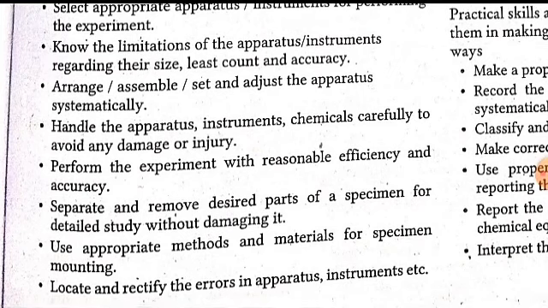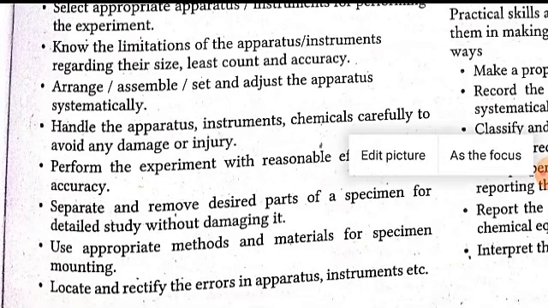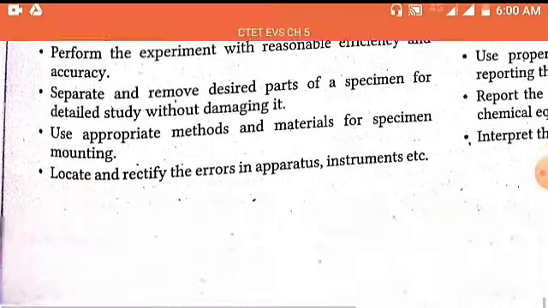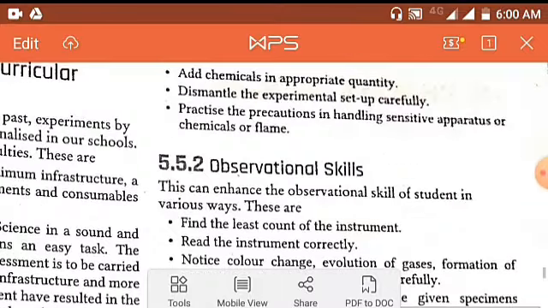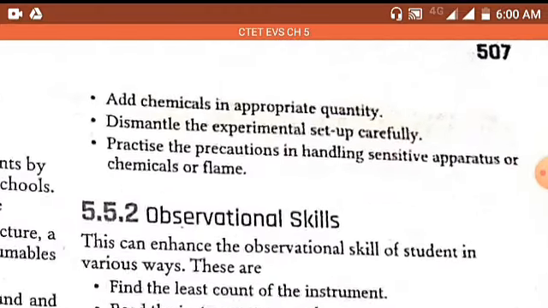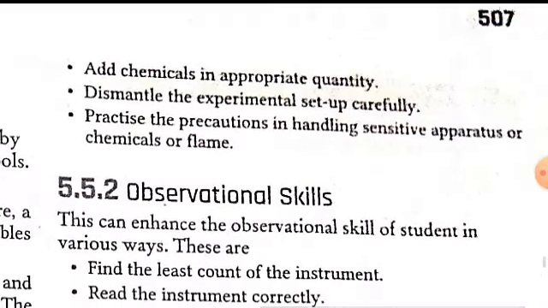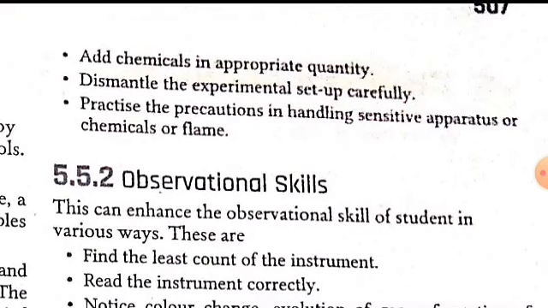After that, separate and remove desired parts of a specimen for detailed study without damaging it. After that, use appropriate methods and materials for specimen and mounting. And the next is locate and rectify the errors in apparatus, instruments, etc. Now, add chemicals in appropriate quantity, dismantle the experimental setup carefully. After that, practice the precautions in handling sensitive apparatus or chemicals or flame.